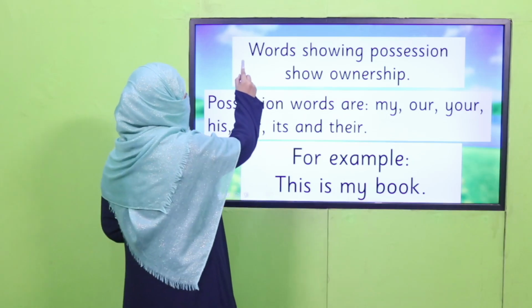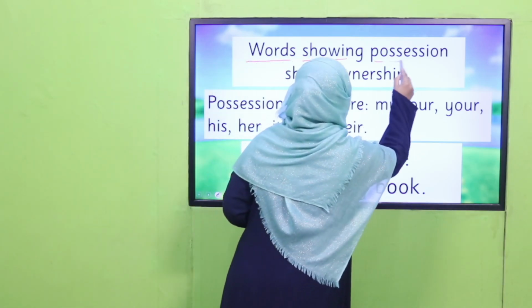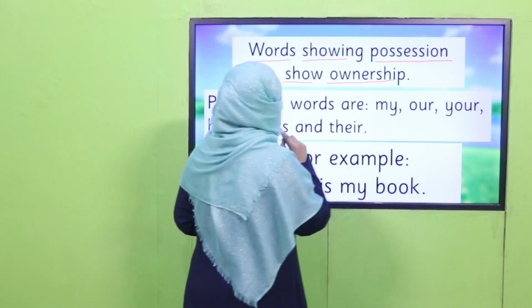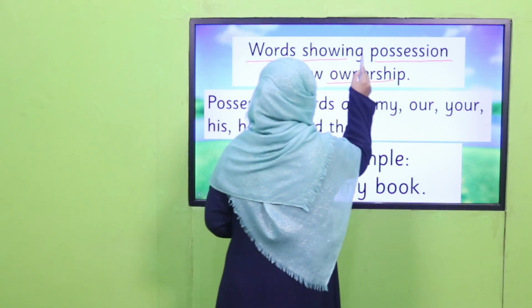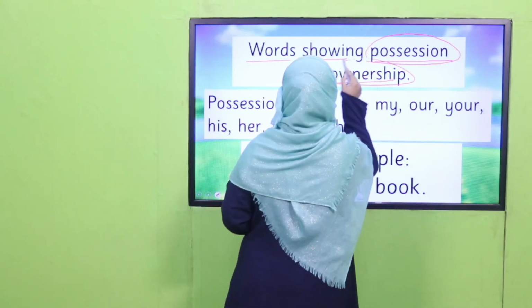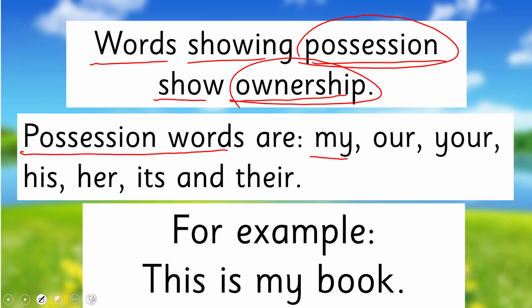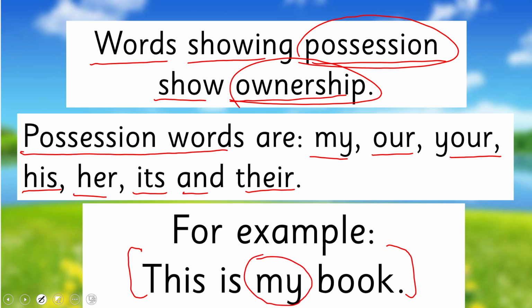Words showing possessions are possession words and they show ownership. As we say, what are the possession words we have learned? My, our, your, his, her, its, and their. For example, this is my book. Now, this word my is telling the possession of this object, book, right?